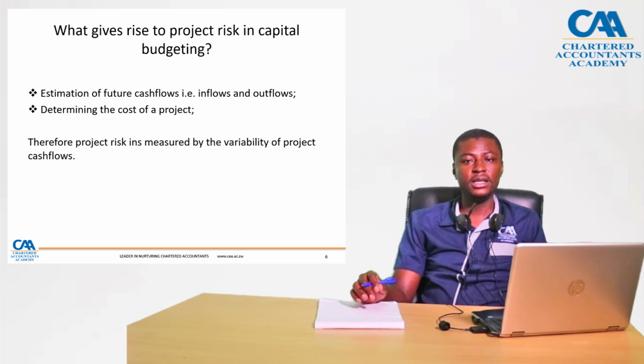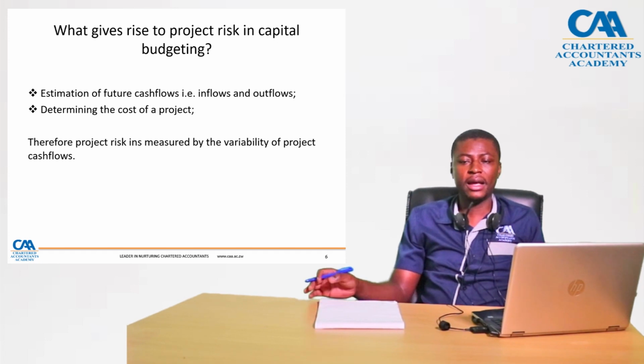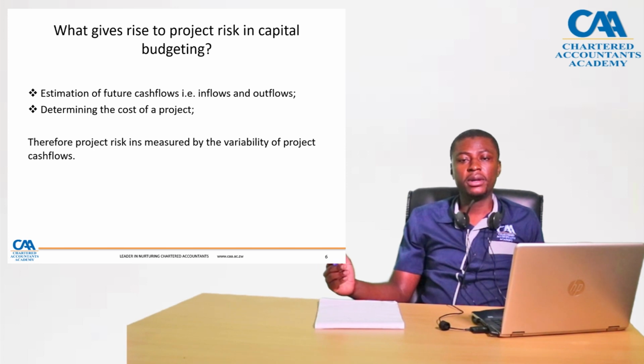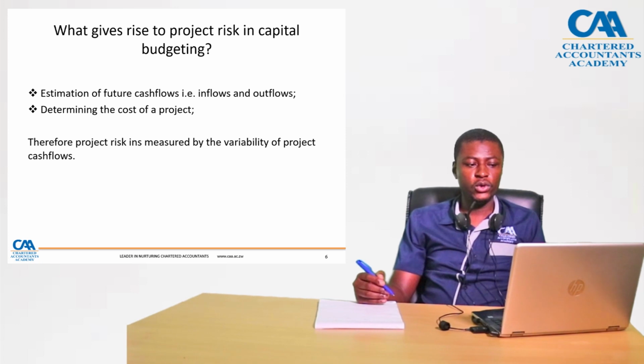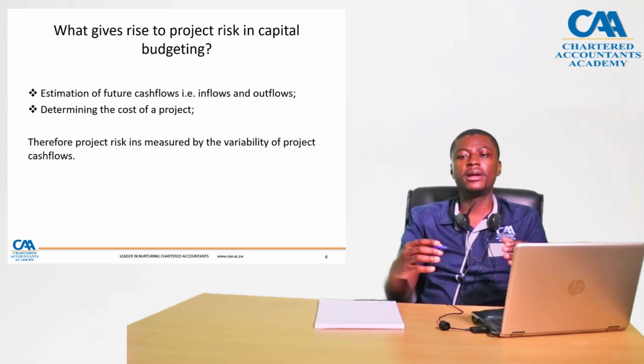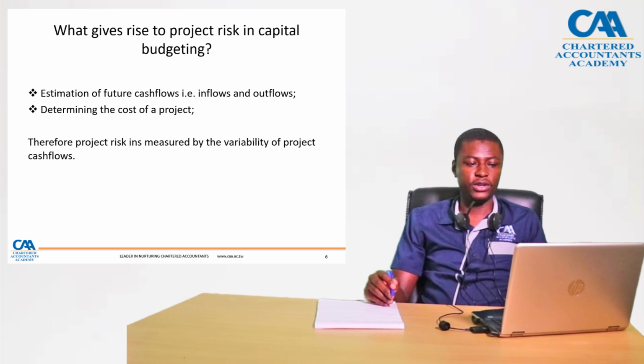At times it will not be as easy as it sounds. For example, if you look at major capital projects that are done, let's say by governments, they always have cost overruns. So it means at the beginning of the project, you are also estimating the cost of the project, which also gives rise to issues around estimation and certainty. Therefore, looking at these two issues centered around cash flows, project risk is measured by the variability of project cash flows. We've estimated the cash flows. If there is any variation in the cash flows, it then gives rise to project risk.